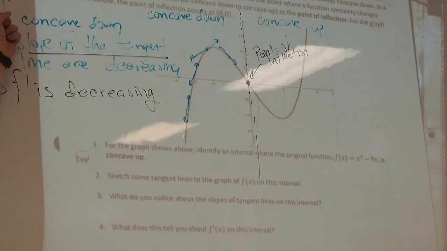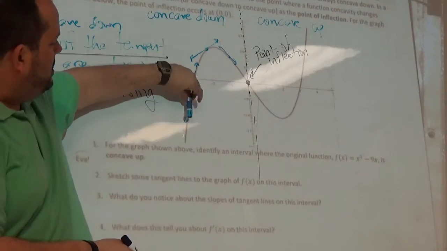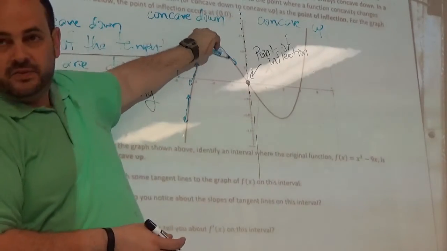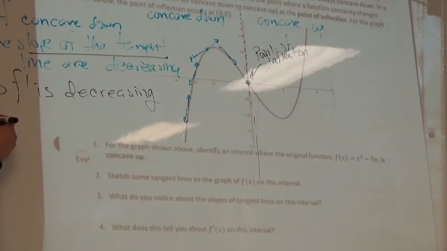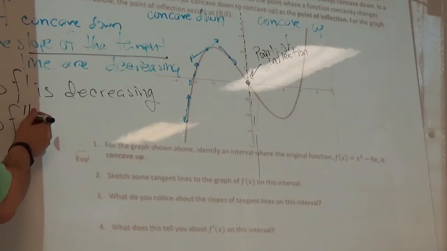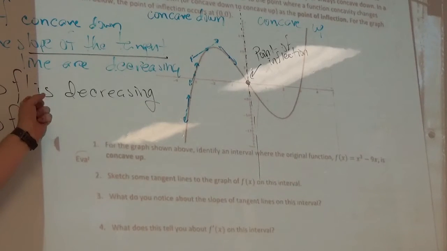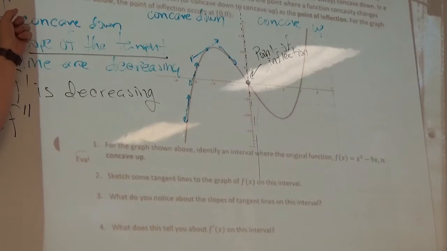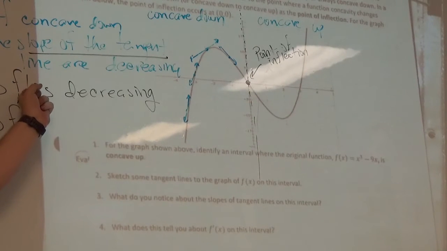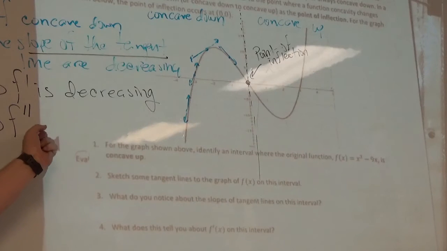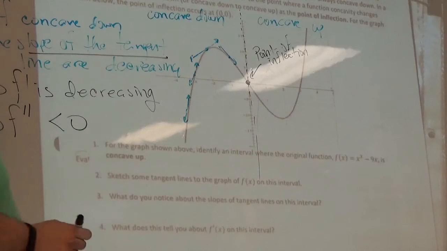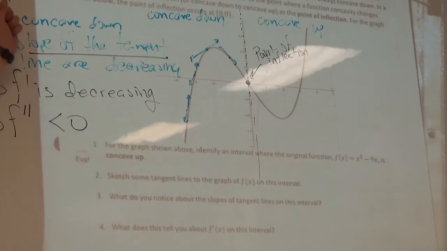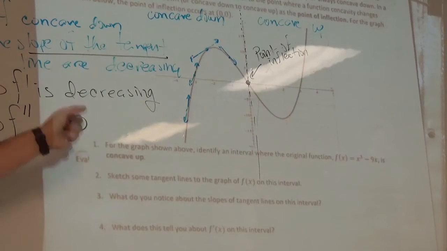Your original graph is concave down. Your slopes, positive, less positive, zero, negative, more negative, are decreasing. And if f prime is decreasing, then f double prime. f is concave down. The derivative is decreasing. The derivative of the derivative, Jennifer, is going to be negative. When f is concave down, your second derivative is negative.